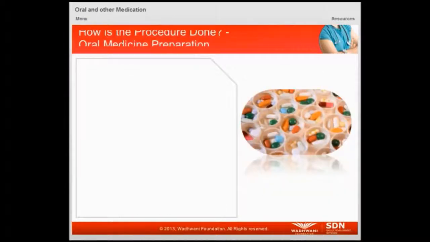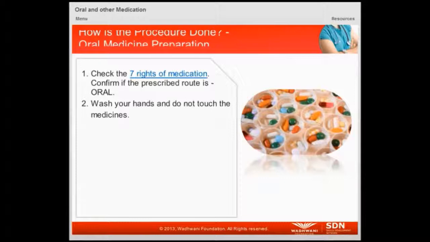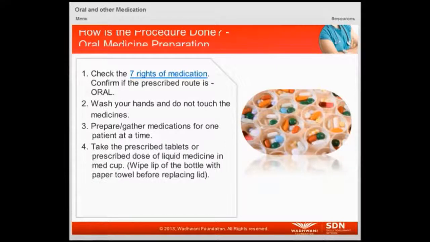Now we will learn how to administer oral medicines. 1. Check the 7 rights of medication. Confirm if the prescribed route is oral. 2. Wash your hands and do not touch the medicines. 3. Prepare or gather the medications for one patient at a time. 4. Take the prescribed tablets or the prescribed dose of liquid medicine in a med cup. Wipe the lip of the bottle with the paper towel before replacing the lid. 5. Carefully transport medications to the bedside.